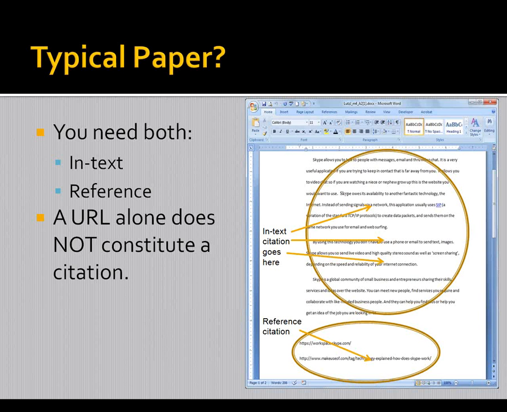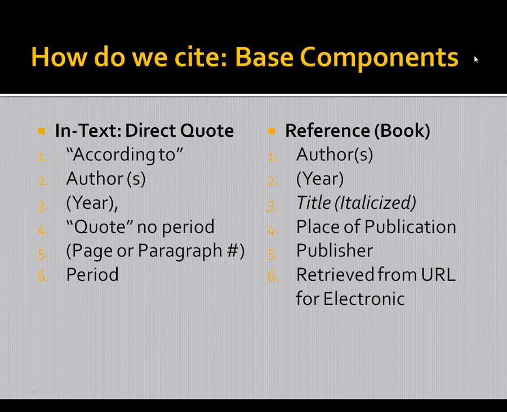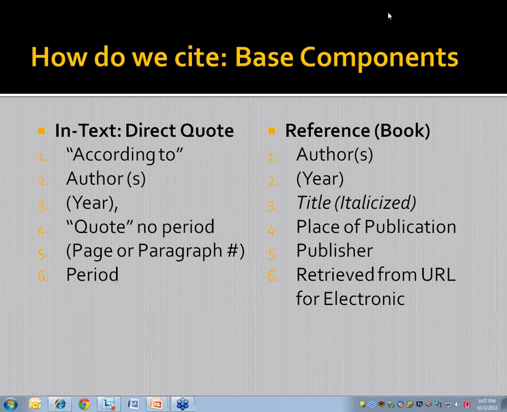So this is what I want to help correct, to get an understanding that you'll need an in-text citation, and then you'll also have to have a full reference citation. This is only part of what you would use as a reference citation on the bottom here. So let's talk about some of the basics. What goes into a reference citation, or a reference and an in-text direct quote?